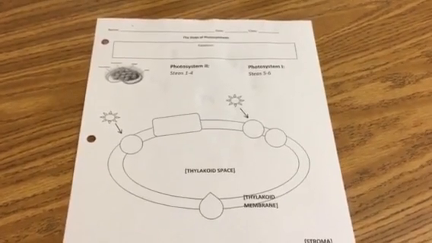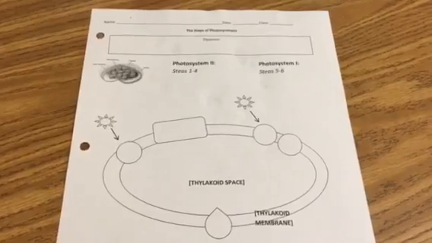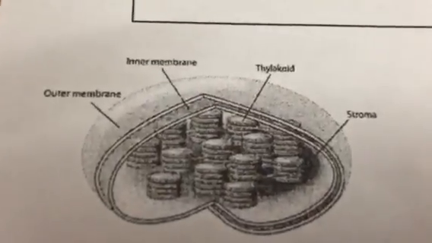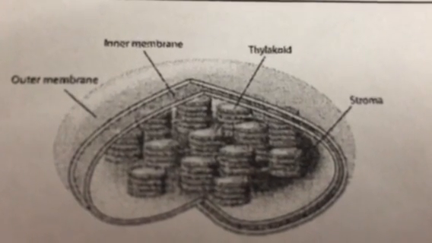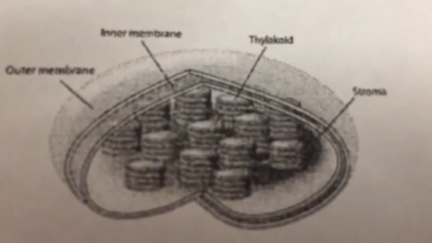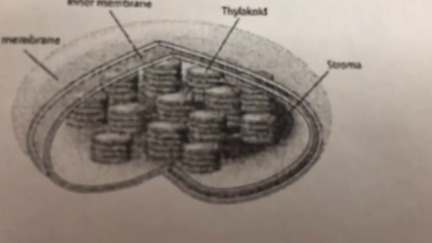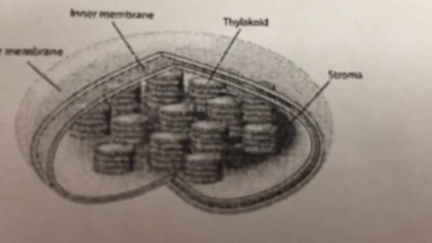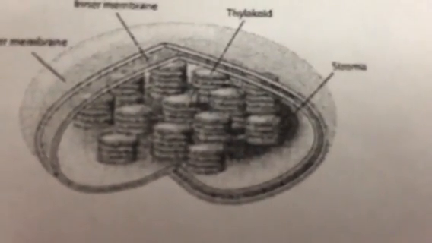Okay, so this is your overview of photosynthesis. We're going to start with the light-dependent part first, and we're going to start in a chloroplast. You can see we've got an outer membrane and an inner membrane, stacks of thylakoids. Each thylakoid looks like a little coin. And then we have the fluid portion outside the thylakoid that is the stroma.